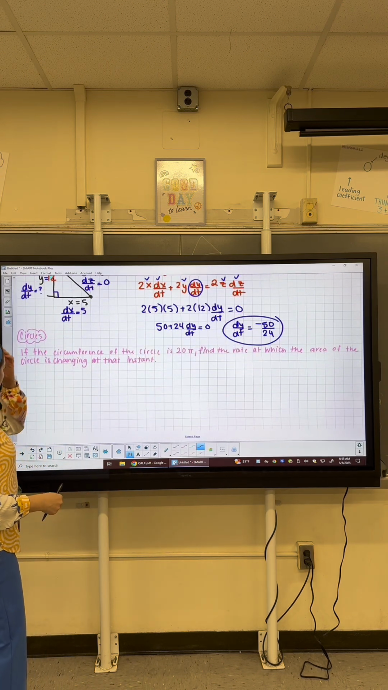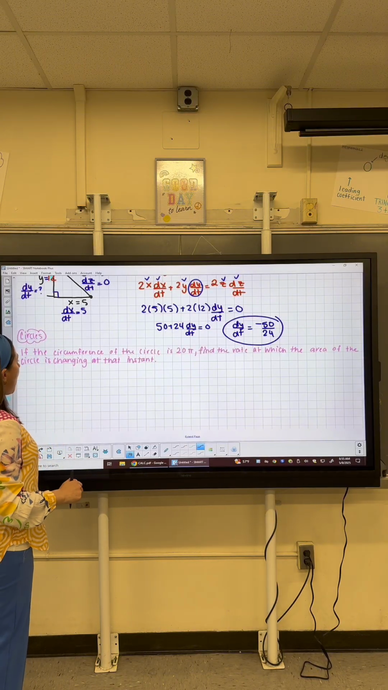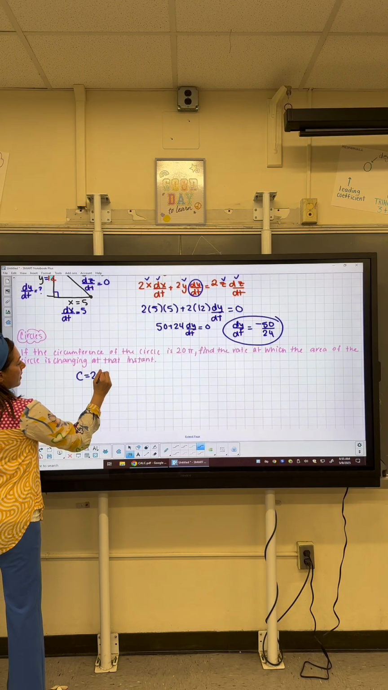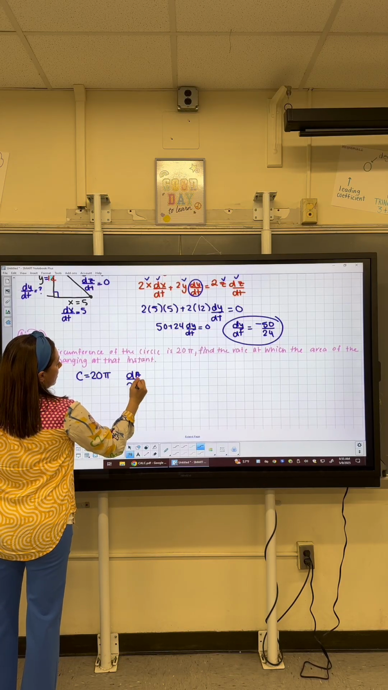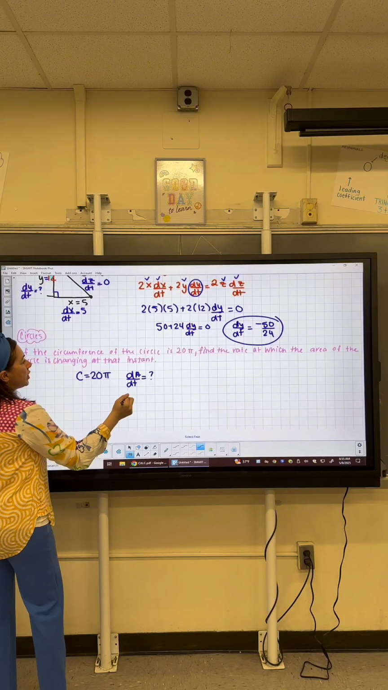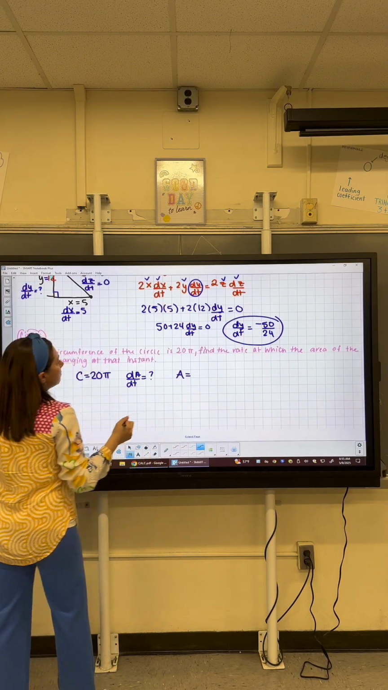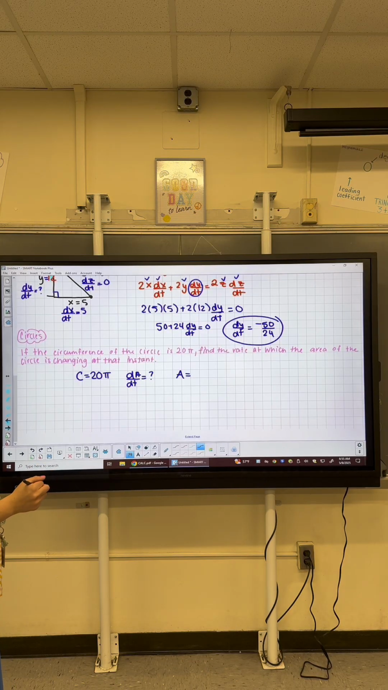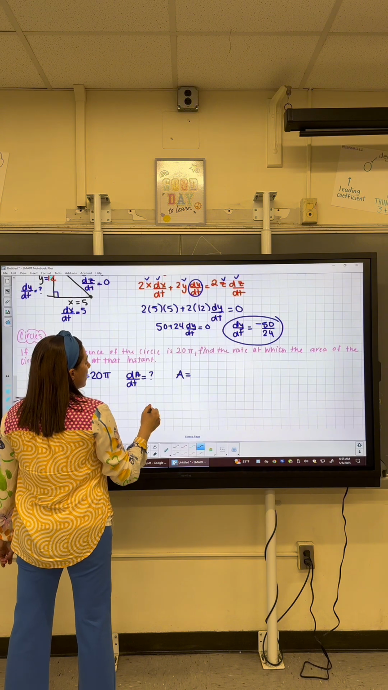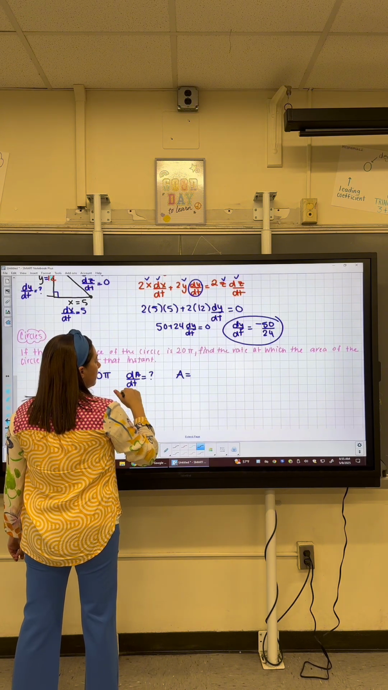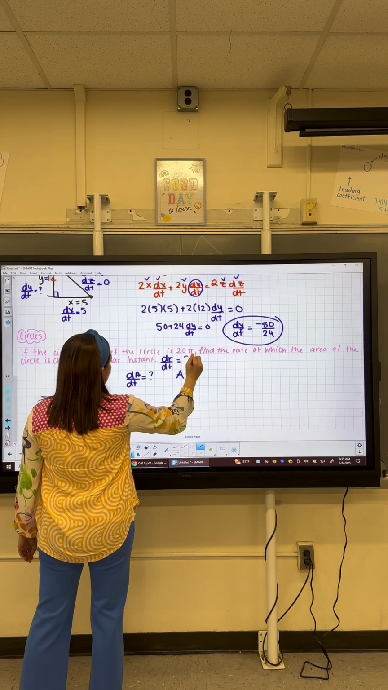All right, circles. They love to relate circumference and area, so let's see what we have. The circumference of the circle is 20 pi. Find the rate at which the area of the circle, dA dt, is changing at that instant. Okay, so I didn't give you enough information. And let's say dr dt is 2.